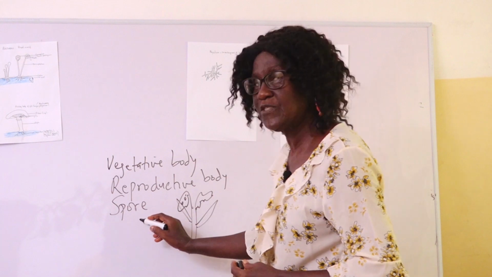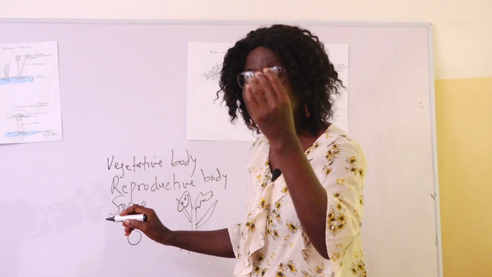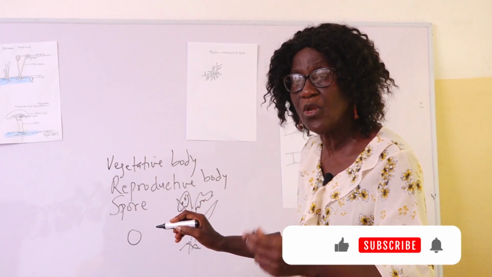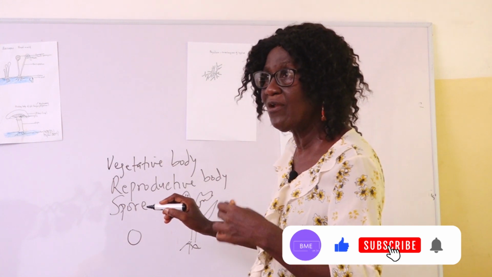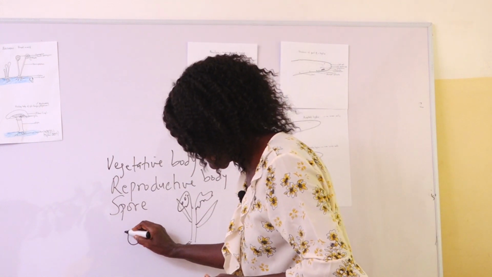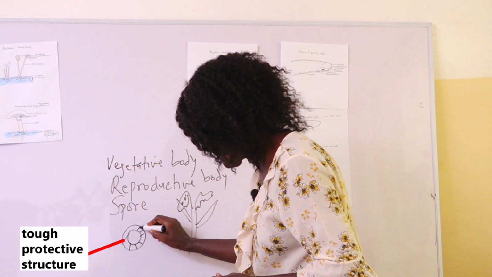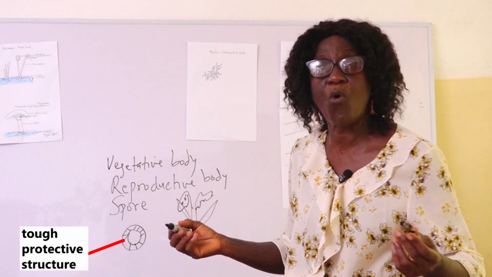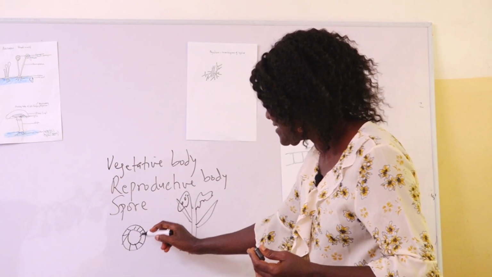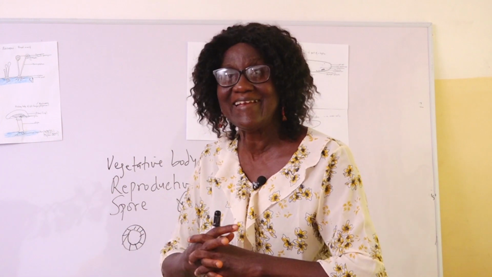Okay, what about a spore? A spore is a cell that is capable of becoming a new organism, individual. So it's a cell capable of growing to become an organism. And not just a cell, the cell has a protective structure, a tough protective structure. Then it becomes a spore. The seed of a plant is a spore. So that is a spore. It's a reproductive structure. It's capable of becoming another organism.